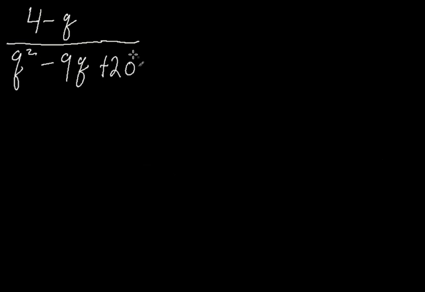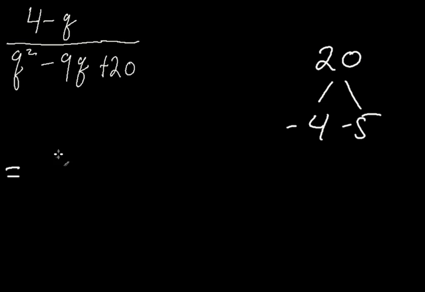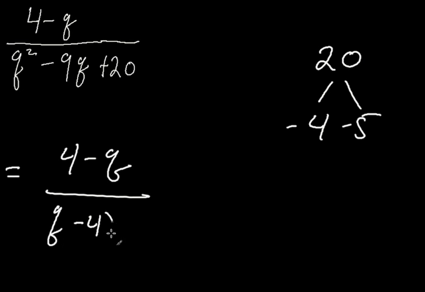All right, what can we do for this problem here, this example? For the top, I don't think we can do anything. But for the bottom, it looks like we could do something. q squared minus 9q plus 20. This looks like a leading coefficient of one problem, so I need to find the factors of 20, which add to negative 9. I think 4 and 5, and they both need to be negative for them to add to a negative number. So that might be it. 4 minus q, and then we have q minus 4, q minus 5.